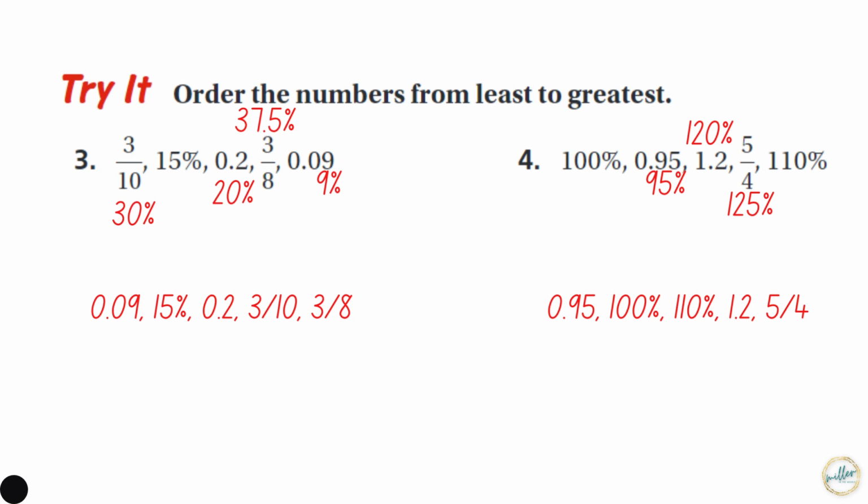For number 4, 100% is already a percentage. 0.95 is 95%. 1.2 is 120%. 5/4 is 125%. And 110% is already a percentage. The order that they need to go in is 0.95, 100%, 110%, 1.2, and 5/4.